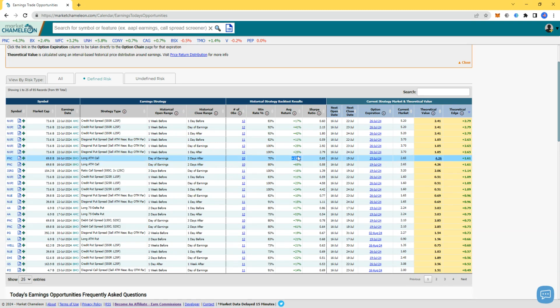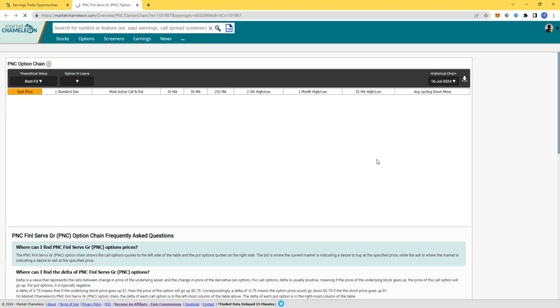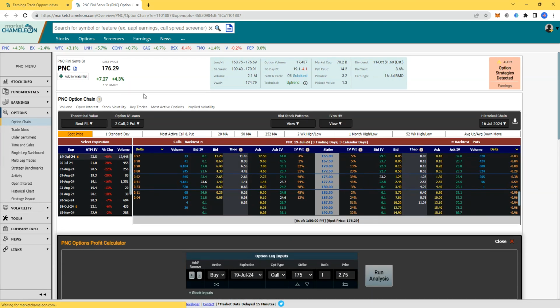This should be interesting. It tells you to open the trade exactly on July 16 and close the trade on July 19. Let's see what it is exactly. 70% win rate, 130% average return. This should be interesting. And we did filter by edge, so let's click. You click on the date, it tells you the trade.